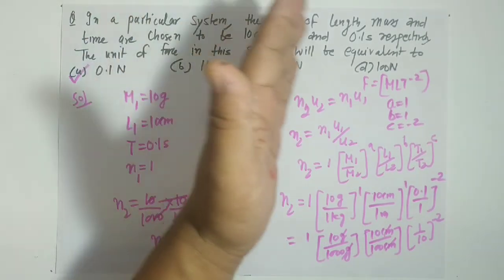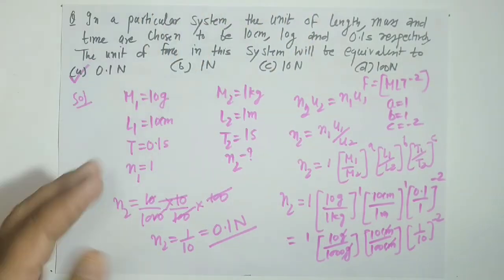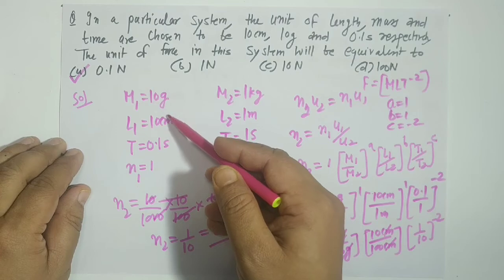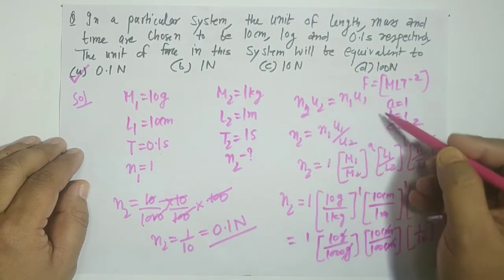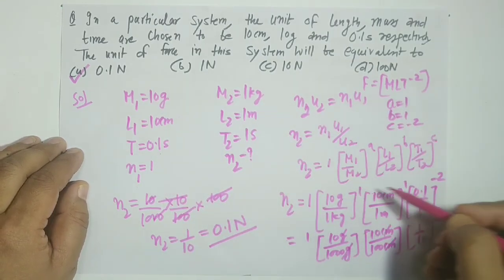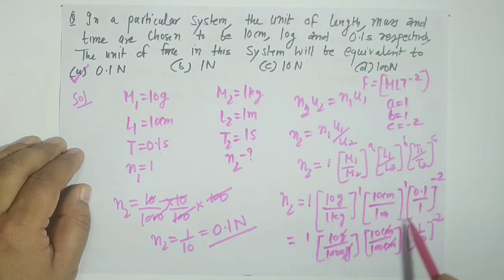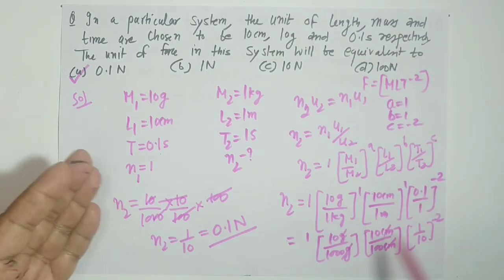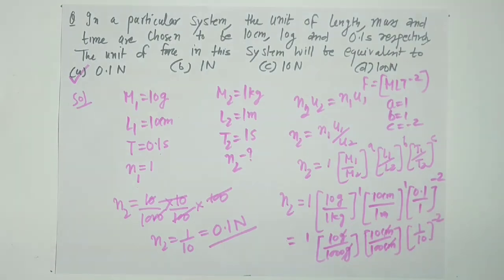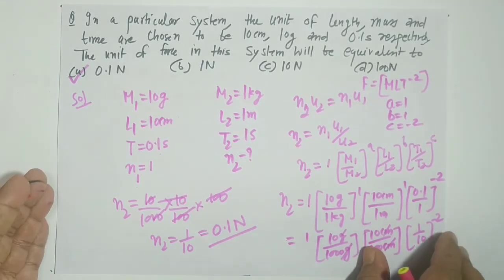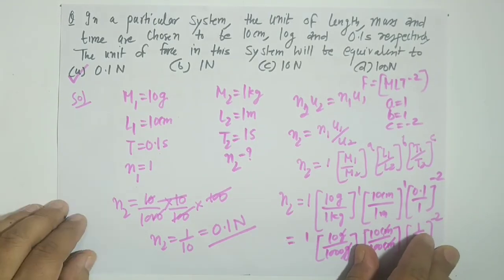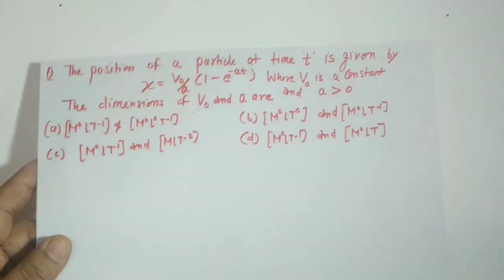Again repeating, you have to calculate the equivalent unit of force. You know that these are the given values, and this you have to calculate. You know that n1 u1 equals n2 u2, you put the values here, you write the a, b, c, then convert to 1 kg, 1 meter, and then you solve it out. You will get 0.1 Newton. So this is again related with the conversion from one system to the other system, and this can be given in the paper in this way.